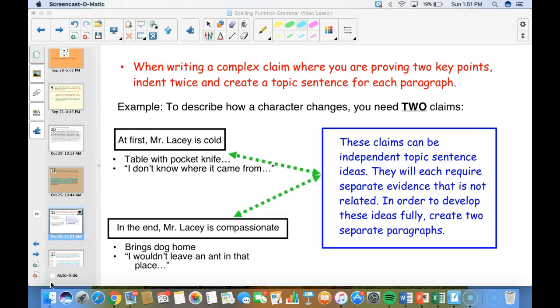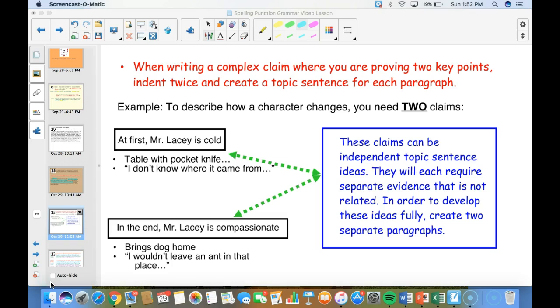So in this example, which we originally had in one paragraph, it's more sophisticated to break it up into two paragraphs. At first, Mr. Lacey is cold. So this is answering the question, how does Mr. Lacey change in the story Stray? And here, this writer did this great planning page.